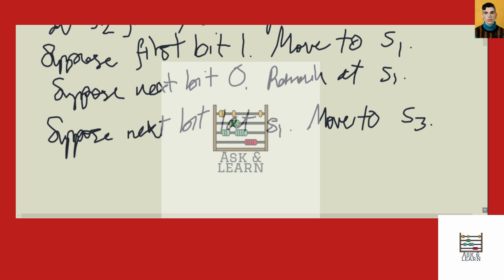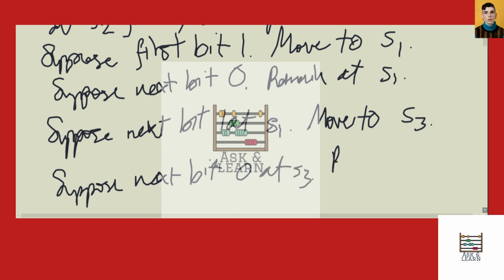And once we're at S3, we see that if we were to add a 0 onto the string, it should still be recognized. So suppose that the next bit is a 0 at S3, then we'll want to remain at S3. So we have a loop.